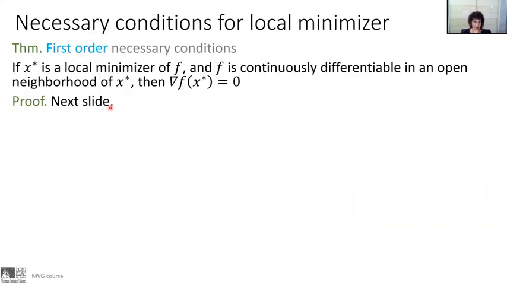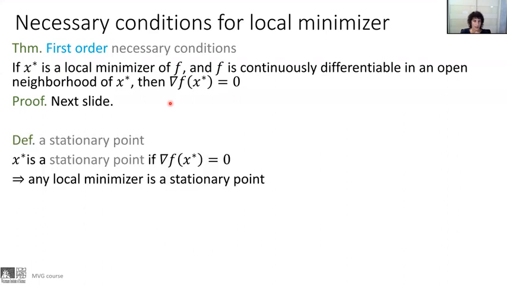So let's review some necessary and sufficient conditions for a minimizer. The first order necessary condition, which all of us are familiar with, is that if X star is a local minimizer of F and F is continuously differentiable in an open neighborhood of X star, then the gradient vanishes. We'll have the proof in the next slide. So actually, all of us know what a stationary point is. A stationary point is such that the gradient is equal to zero. So actually, the stationary points are the superset of the local minimizers. Any local minimizer is a stationary point, okay?